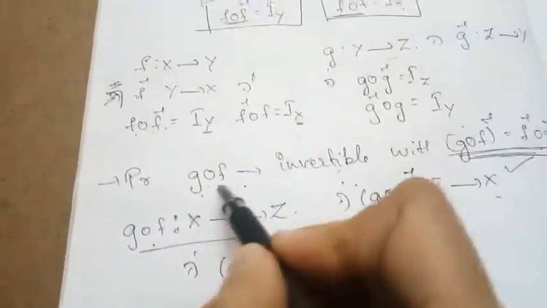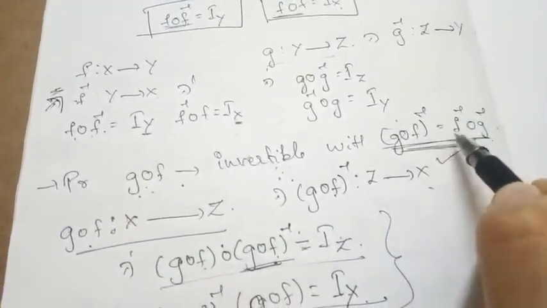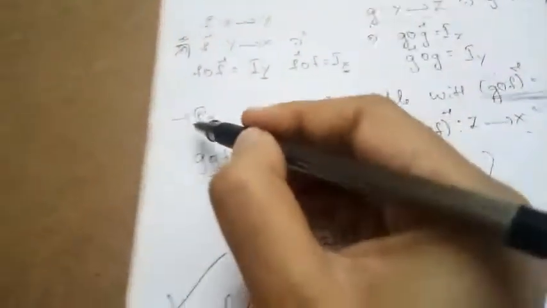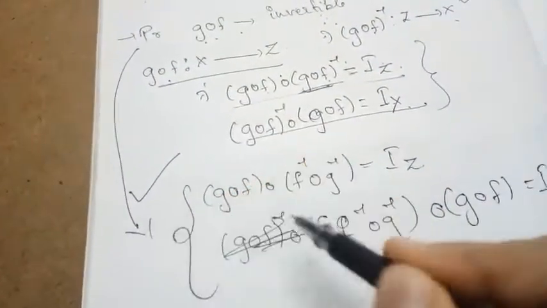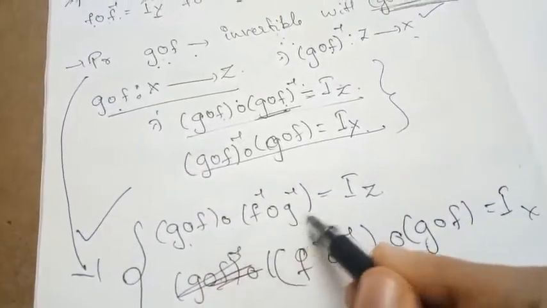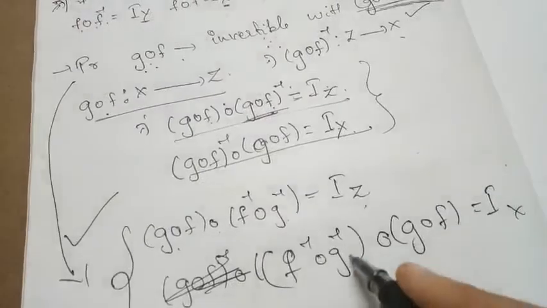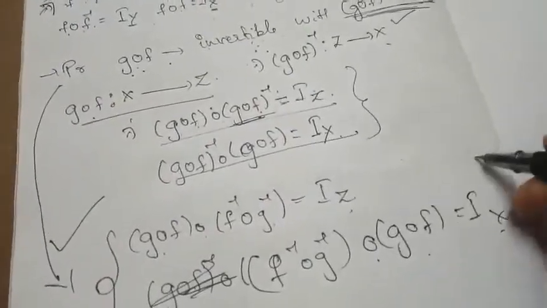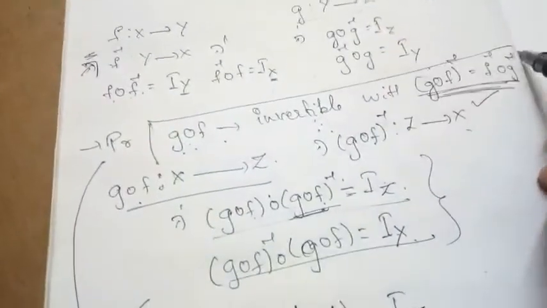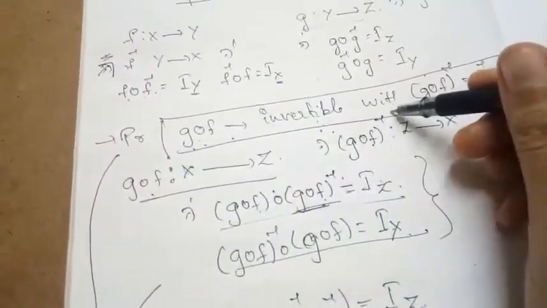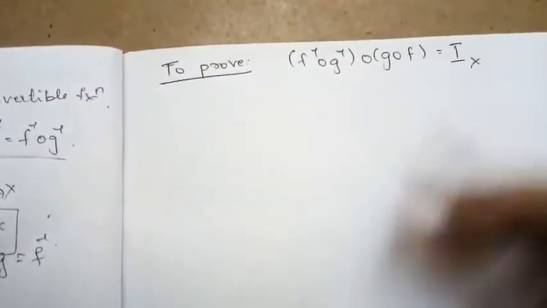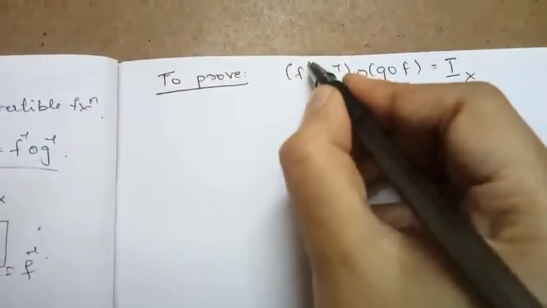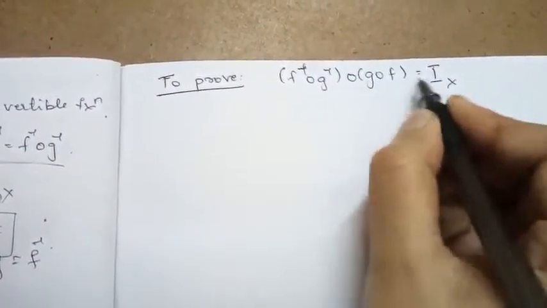So to prove g of f is invertible with (g of f) inverse equal to f inverse of g inverse, it is enough if we prove that g of f of f inverse of g inverse is equal to I_Z and f inverse of g inverse of g of f is equal to I_X. If we prove this, then the statement is proved. So this statement is completely explained here. Suppose you didn't get it, rewind your video from here and understand it step by step. We need to prove the two equality statements. Let us prove them one by one. So one is f inverse of g inverse of g of f is equal to I_X.